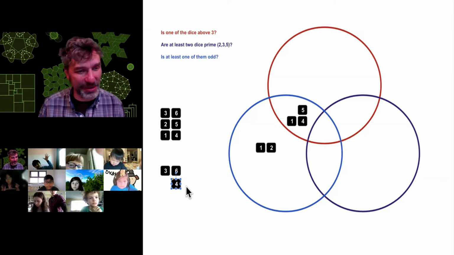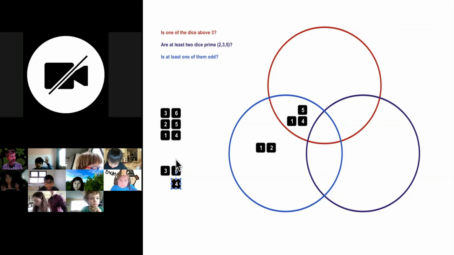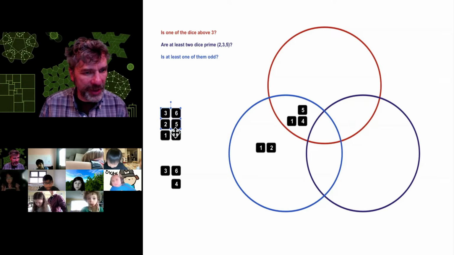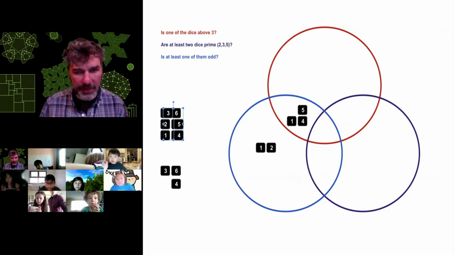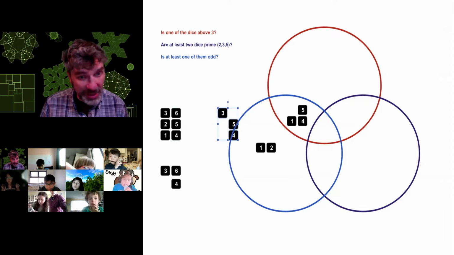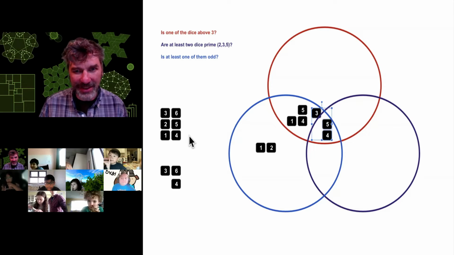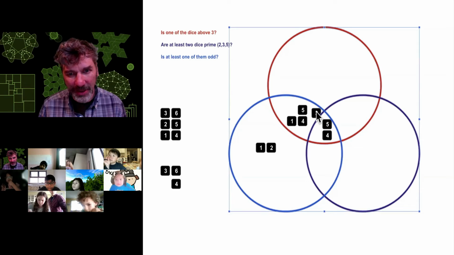Do you want to choose another one? If you do 3, 5, and 4, that works for all of them. 3, 5, and 4, sure. And absolutely, one of them is above 3. Yeah, at least 2 of them are prime. Indeed, at least 2 of them are prime.